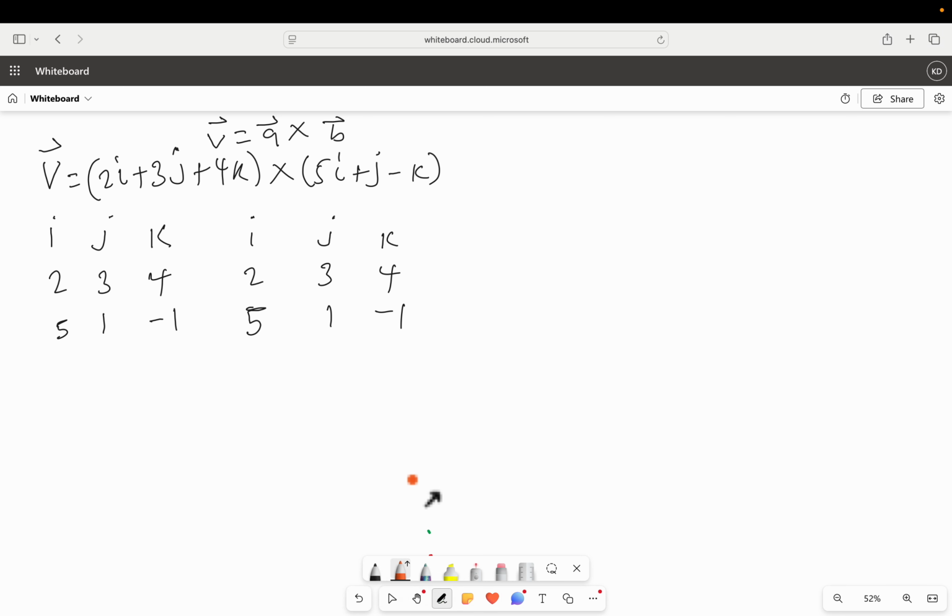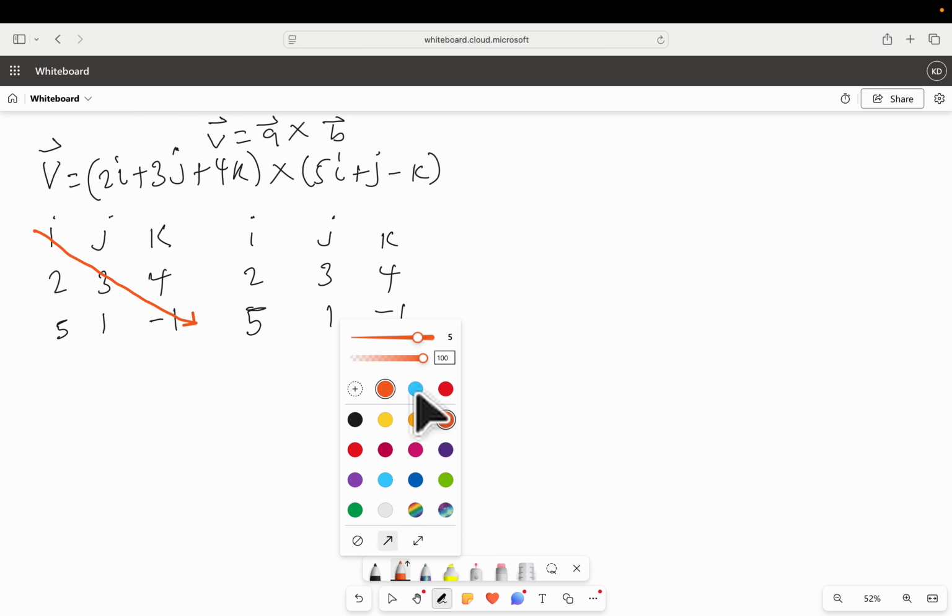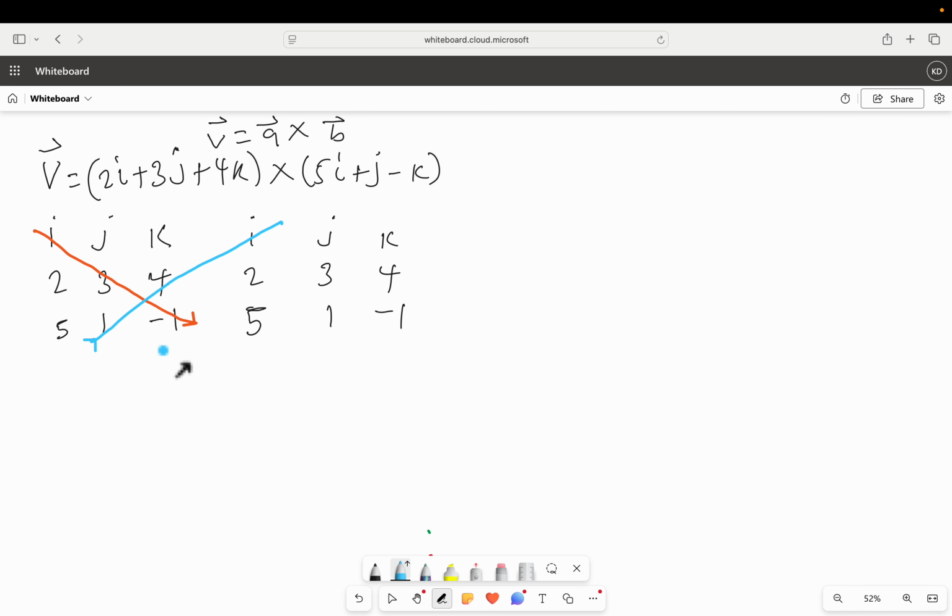So the first thing I will do is to find my solution for the i vector. So I have to draw a diagonal line from left to right with respect to i. So I will have this line. Then I will do the same thing for the other i, that is from right to left. So I will have this diagonal.